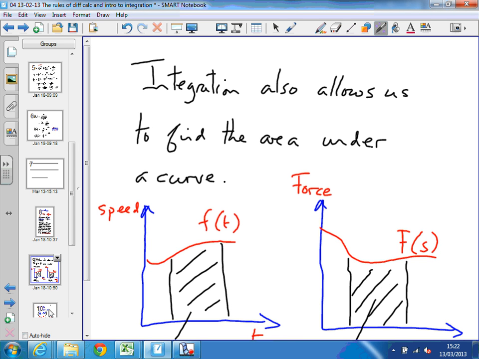Something else we use integration for is to find the area under a curve. And that's something you will be concerned with for the distinction part of Unit 4, Assignment 4, but also in Unit 28, Assignment 5, the calculus part of that. You'll be asked to consider finding the area under a curve, using integration to do that.